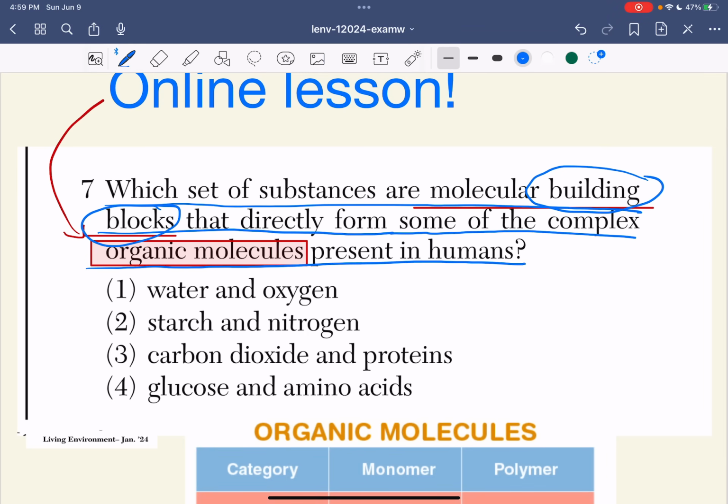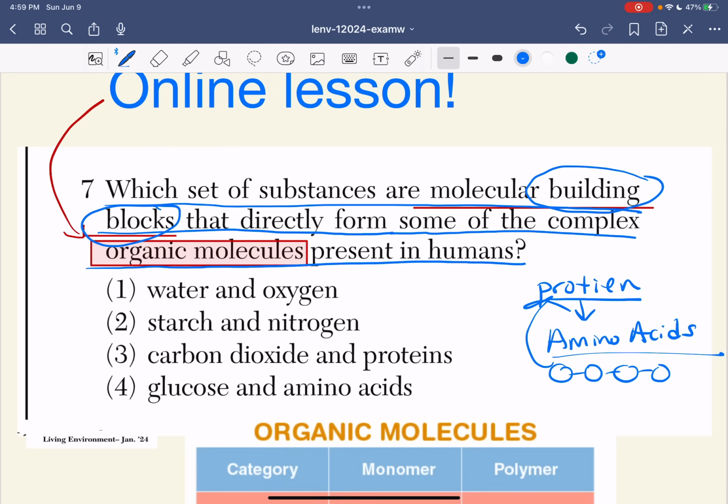For example, a protein. Do you know the building block of a protein? What makes up a protein? What are proteins made up of? This should have been a chant in your classroom. Amino acids. Amino acids are smaller molecules that when you put them together make up proteins. So amino acids are the building blocks of proteins, all right?